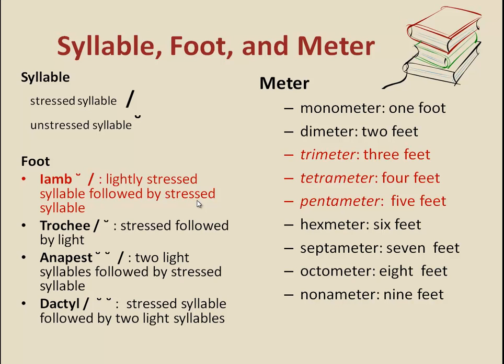The first one is a trochee, and when you would use that in its adjective form, it would be trochaic. And so you have a stressed syllable followed by a light syllable, or stressed followed by an unstressed syllable. Trochee is how you say that, and that's how the emphasis would be too.